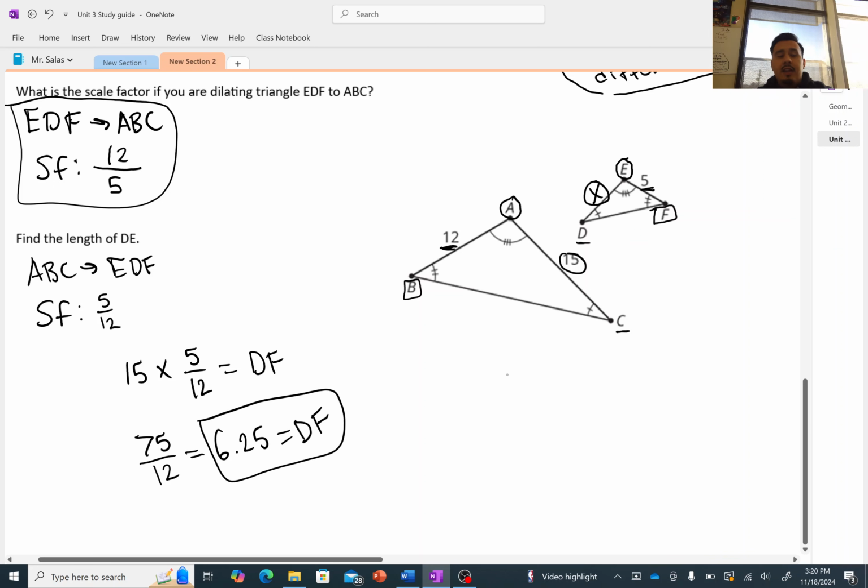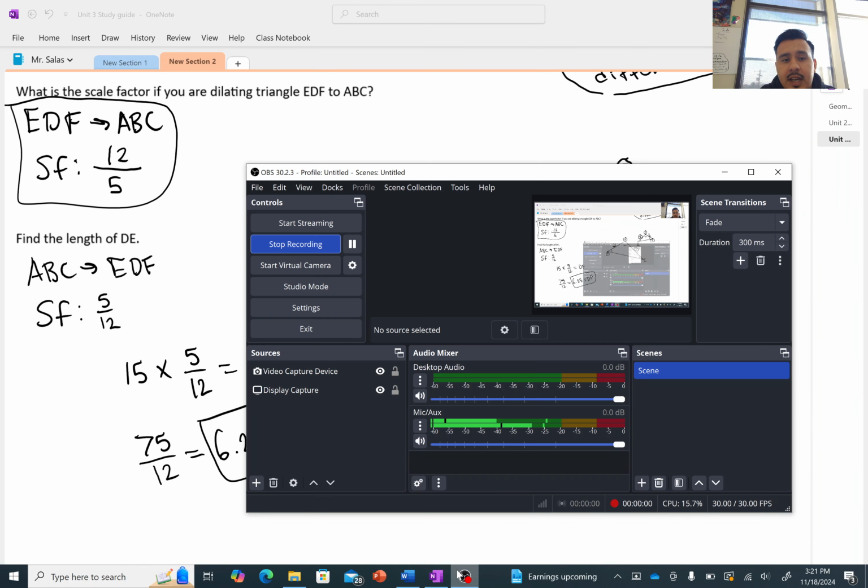And that is it for this problem. Let me know if you have any questions. If you do, raise your hand and I'll be happy to explain anything. But make sure that you know how to find the scale factor. Remember, if you have one scale factor and you want to find the other, you just take the reciprocal, okay? So see you in the next video.